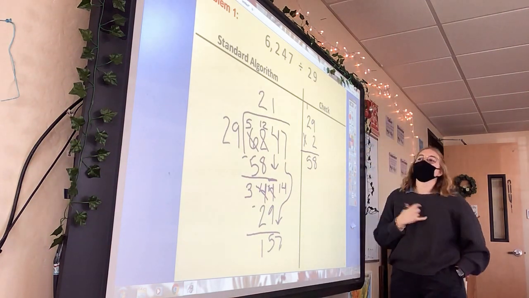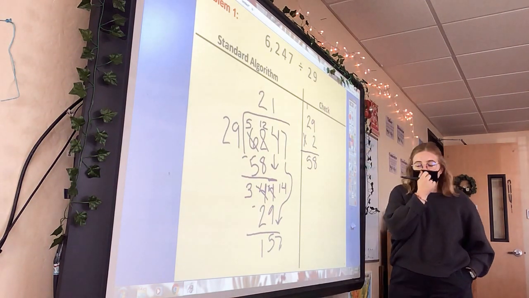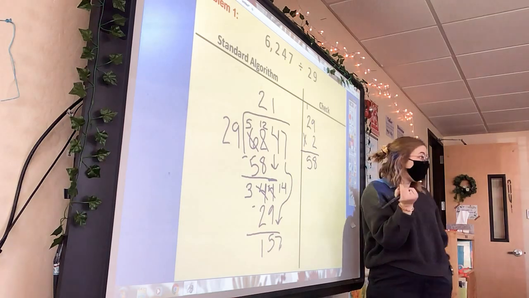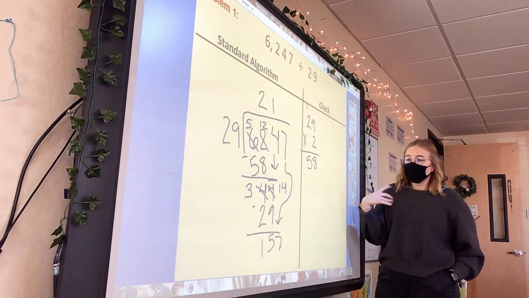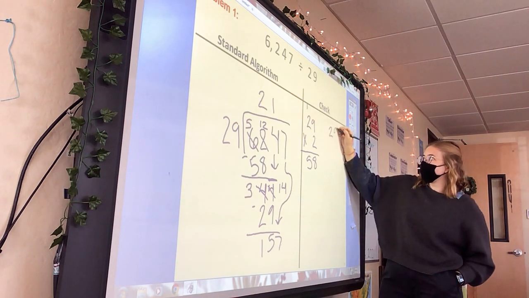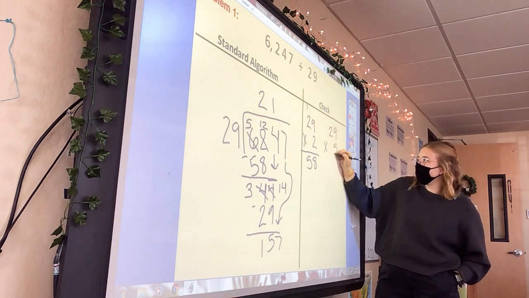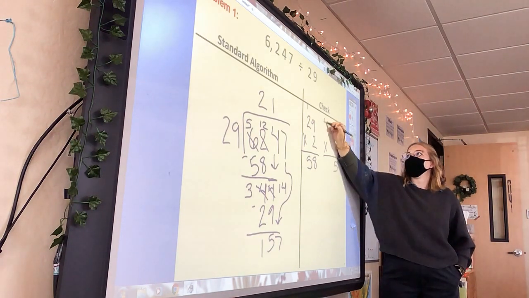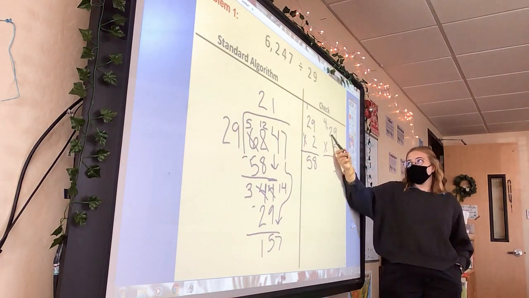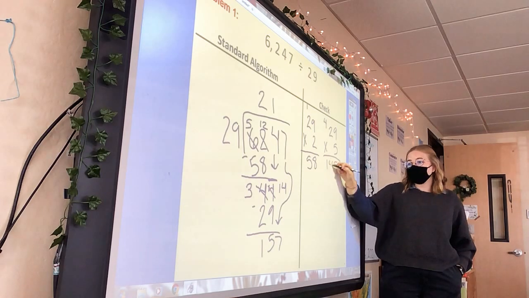Again, 29 is close to 30. 157 is close to 150. So 30 goes into 150 5 times. But I can check that, so let's try 29 times 5. Okay, 5 times 9 is 45. 5 times 2 is 10, plus 4 gives me 14.